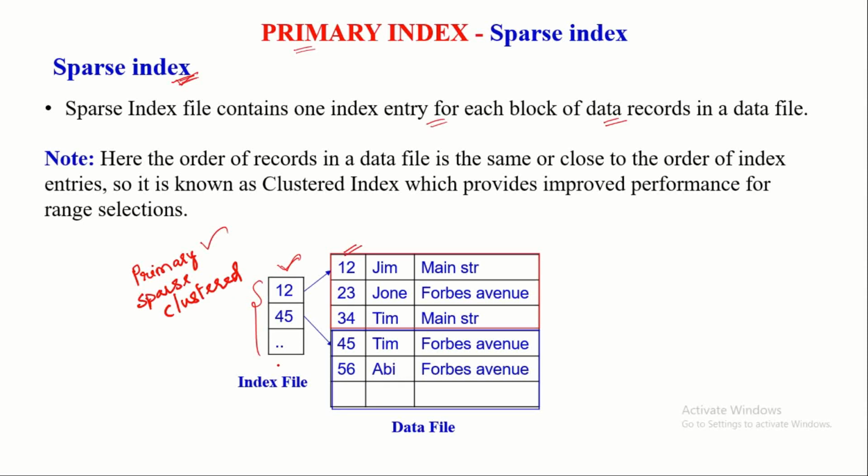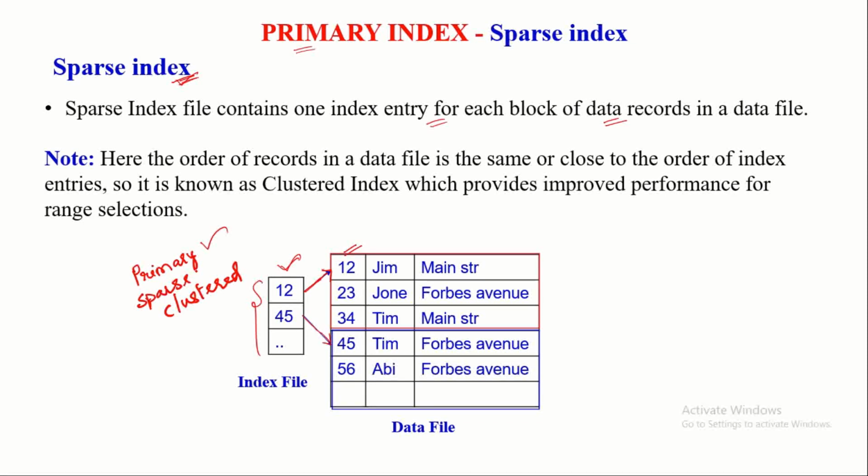Coming to the number of entries in the index file, it contains one index entry for each block of data records. For example, this entry 12 points to the first record in the first block and 45 points to the first record in the second block.